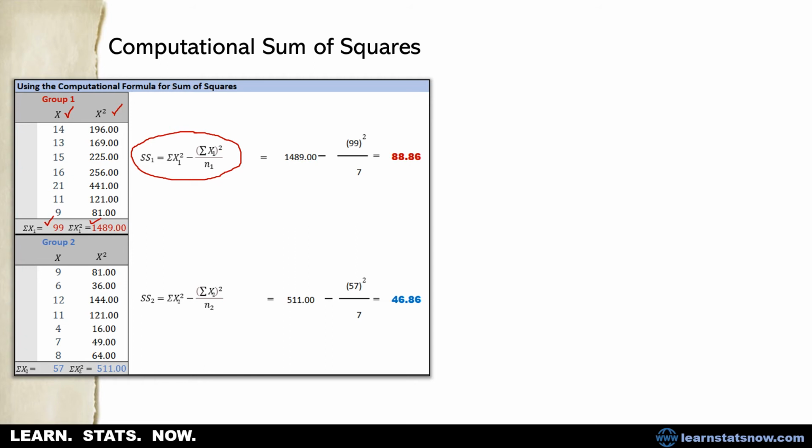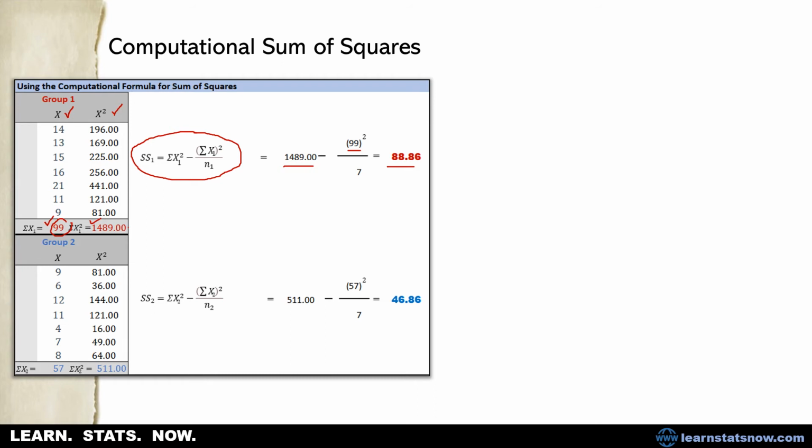So this 1489 goes right here. And then the sum of all the x's, which was 99, goes right here. You're going to square that. And then you end up with 88.86. And then you do the same thing for the second group, the control group.